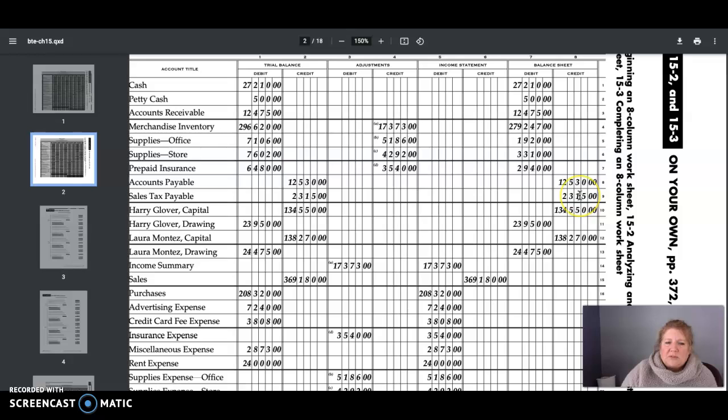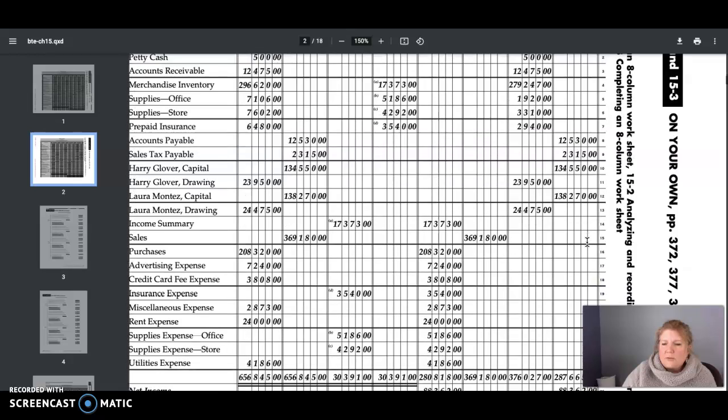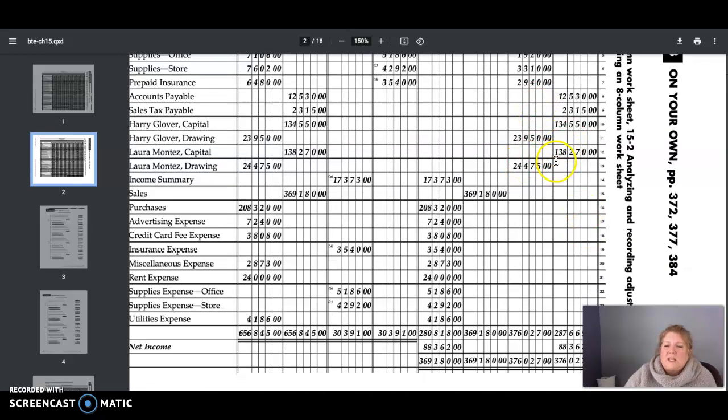Then your accounts payable, sales tax payable, and your capital don't change. Your drawing's the same, and the other capital account is the same. Sorry, you have two owners in this business. So those stay the same. Down here at the bottom, it's a little bit different. Your income summary has a debit balance.